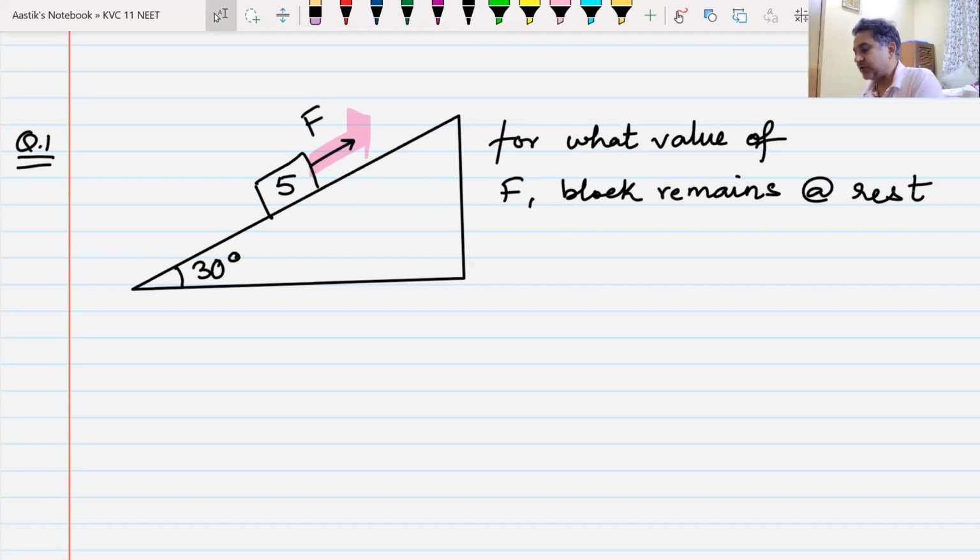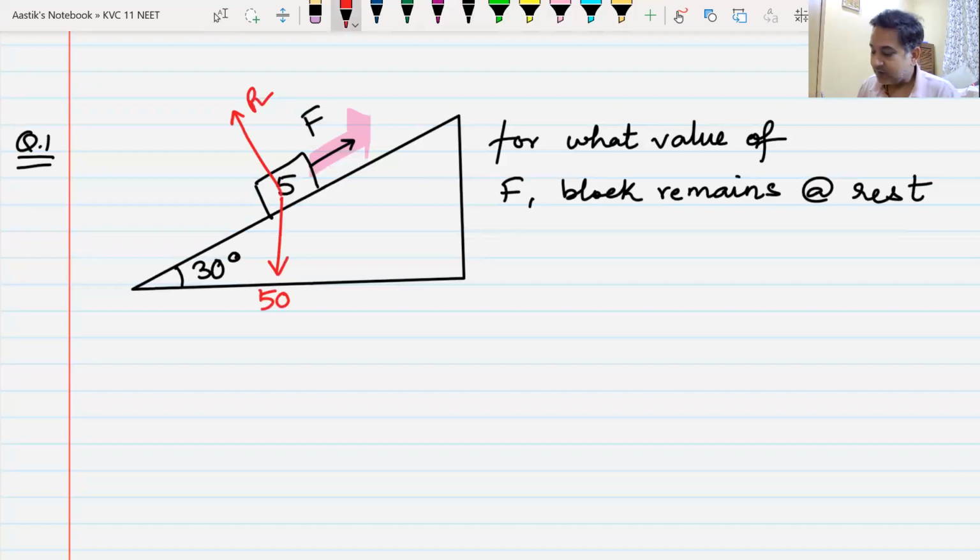How are you supposed to do this? For what value of F does the block remain at rest? I draw the free body diagram. The weight of this is 50 newtons, and the normal reaction would be R. I will need to resolve this force, so I'll resolve it. This is 50 sine 30. How much is sine 30?